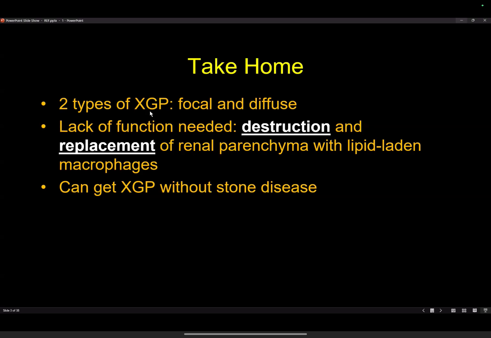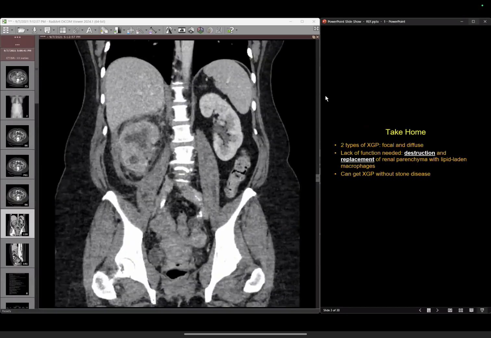The take home on this case is that, as you know, XGP can be of two types. It can be focal or diffuse. In other words, either the entire kidney, as was seen in these two cases, can be affected, or a focal area of the kidney. But the hallmark is there has to be some obstruction, then secondary involvement of the collecting system, and lack of function. Lack of function is needed, with destruction and replacement of the renal parenchyma with lipid-laden macrophages, and this is the reason why there is no function. And the important point to emphasize is, although rare, you can also get XGP without stone disease, as was seen in the second case. So that's excellent. You guys nailed the two cases.